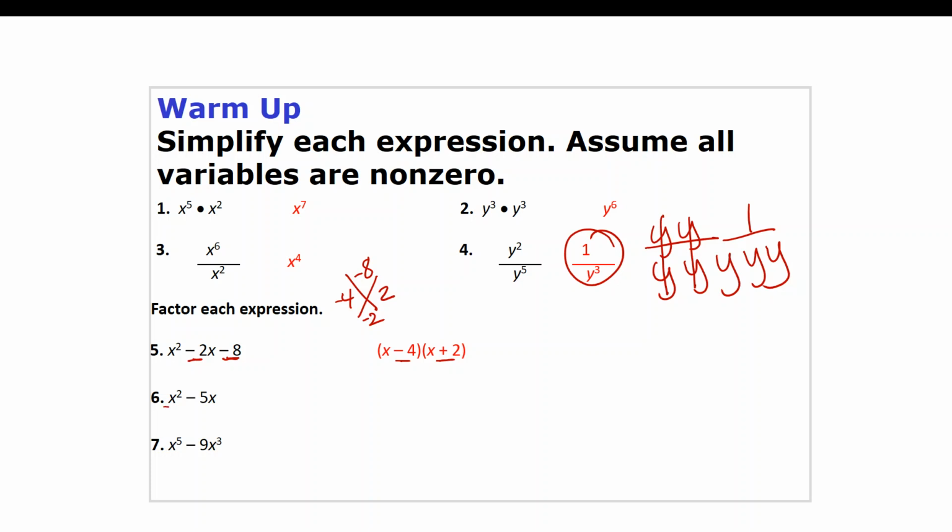In problem number 6, I see that I can factor out an x, which is common in both of those terms, leaving me with x times x minus 5. And in the third term, notice I can take out an x to the 3rd out of each of those terms. If I take an x to the 3rd out, that leaves me with x squared minus 9, and I see that that's the difference of two perfect squares, which is x plus 3, x minus 3. And so here's how we get our last answer.